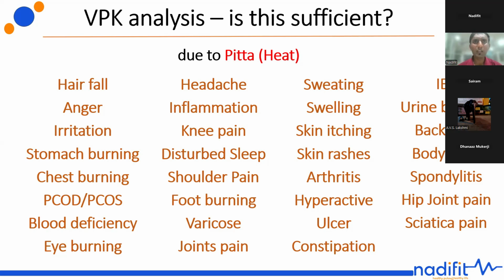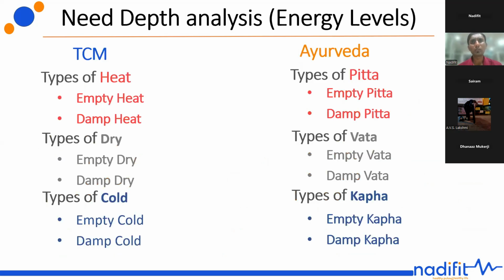So then we understood that VPK alone will not give a detailed diagnosis. Then we tried to derive different energy levels from the basic VPK. In Ayurveda, in Pitta, we derive two different categories. We call it empty Pitta and damp Pitta. We'll discuss in detail what is empty Pitta, what is damp Pitta. And similarly, Vata, empty Vata and damp Vata. And similarly, Kapha, empty Kapha and damp Kapha.